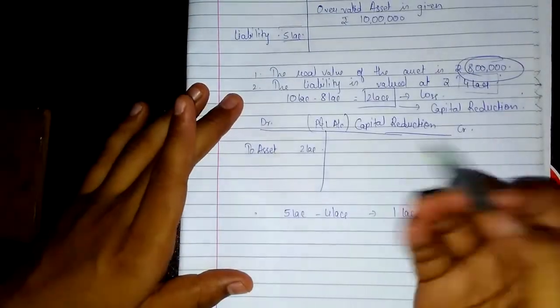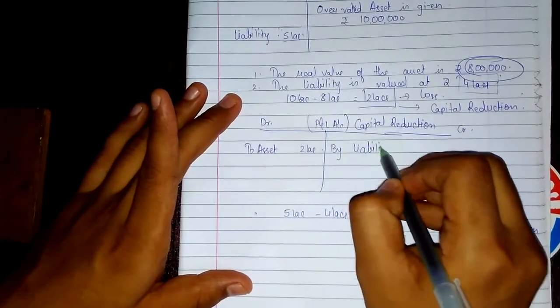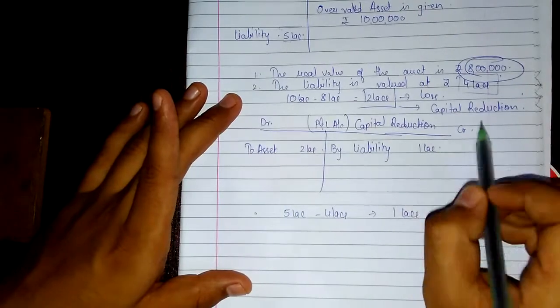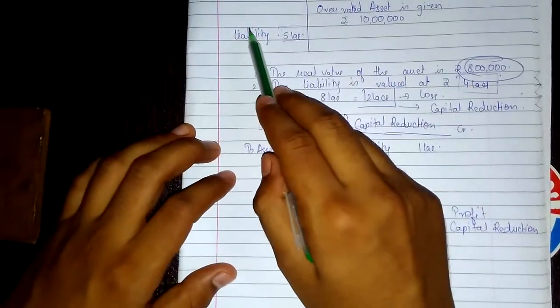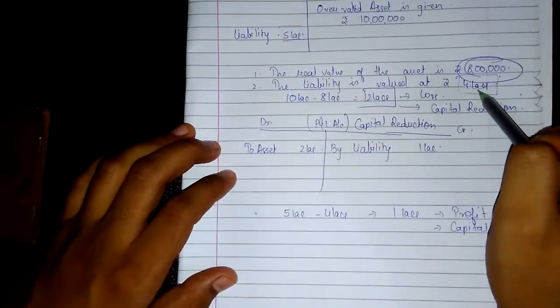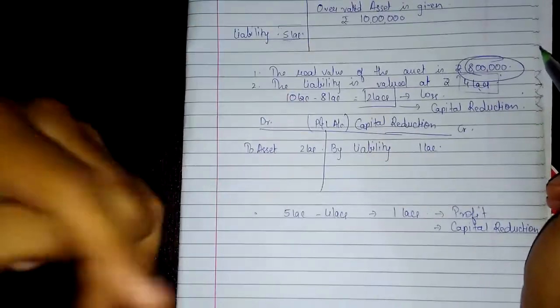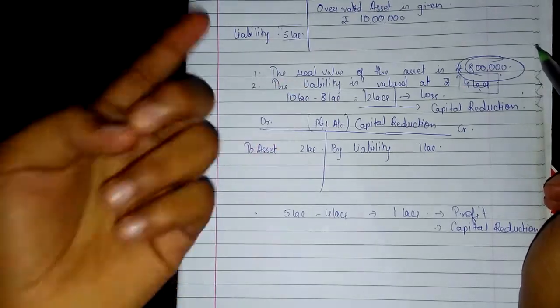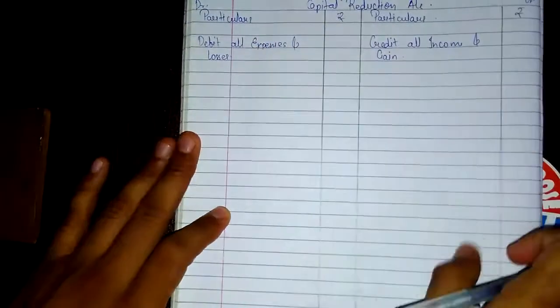So this 1 lakh will be shown on the credit side by liability 1 lakh. Okay, or take vice versa. In the old balance sheet it had given 5 lakhs, and in the adjustment it is given 7 lakhs. So that means 2 lakh extra. That 2 lakh is the loss. That loss will be shown on the debit side. Okay, I hope it is quite clear now after writing this.